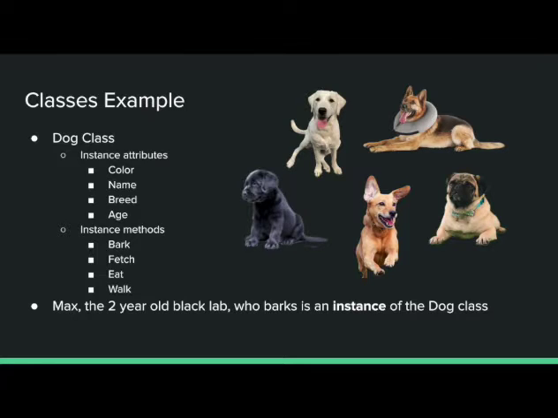And I have an example, kind of a summary statement. We could say Max, the 2-year-old black Labrador who barks, is an instance of the dog class. That combination of properties makes up one object, one unique instance of the entire dog class. Any of the dogs on the screen could be a potential object of the dog class based on whether those properties are defined and how they're defined.